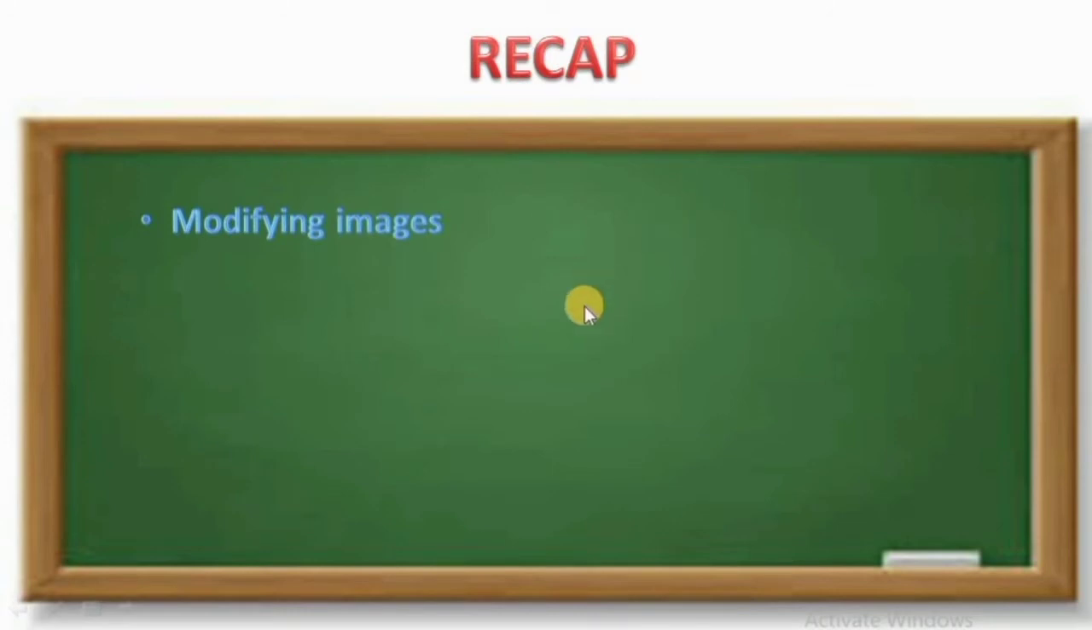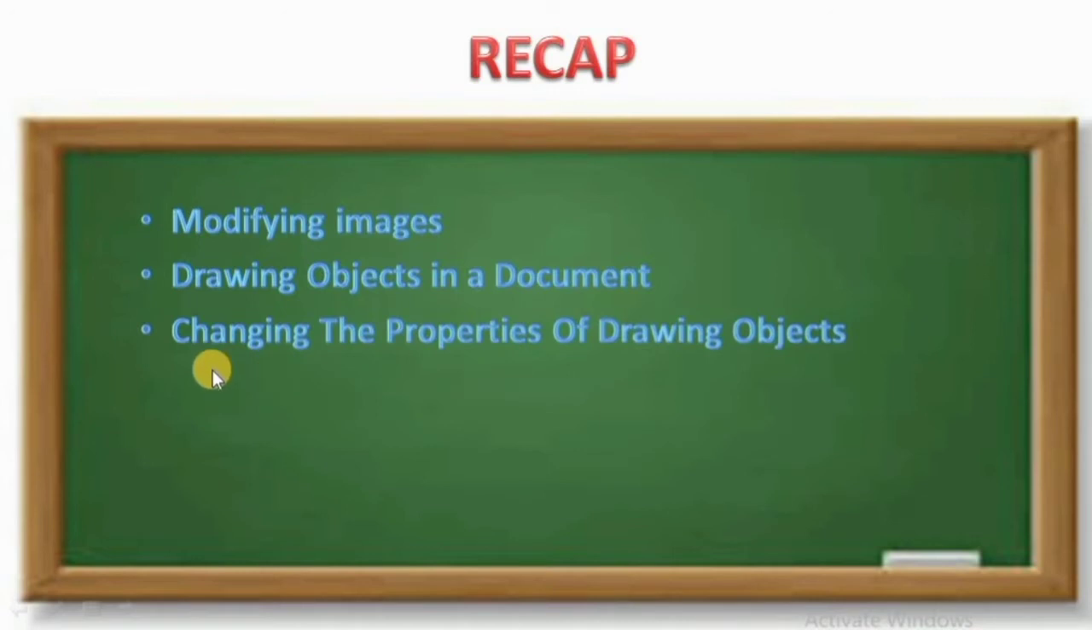Our topics were modifying images. In this topic, we discuss how we can modify our image by resizing, by cropping, by deleting, etc. Next topic was drawing objects in a document. How we can draw a rectangle, a smiley shape, a star in our document. And last topic was changing the properties of drawing object.